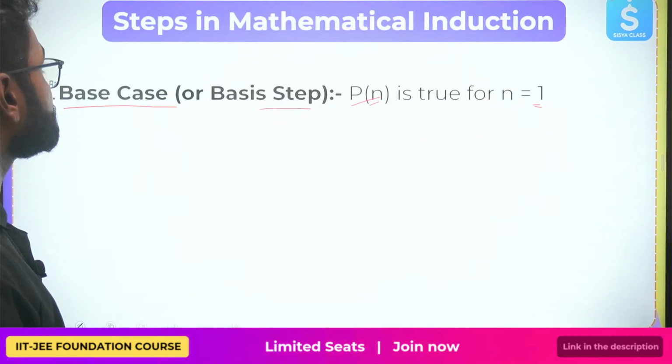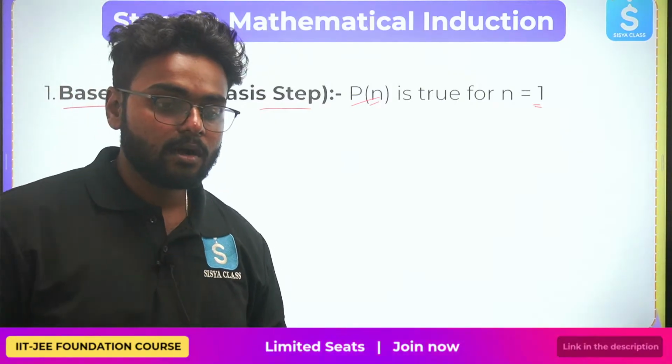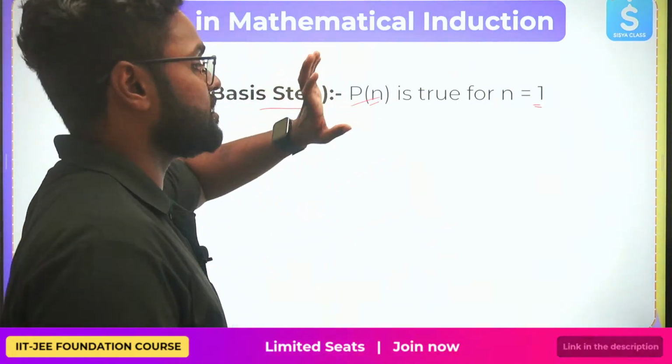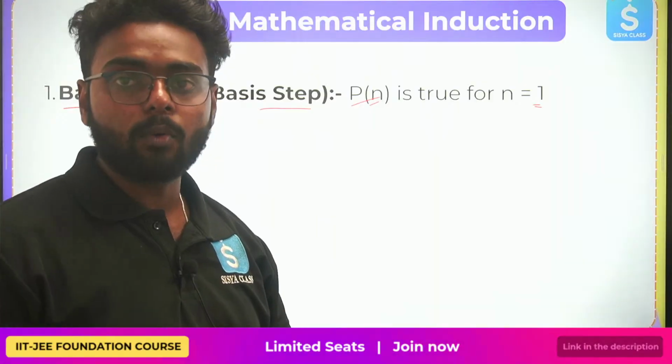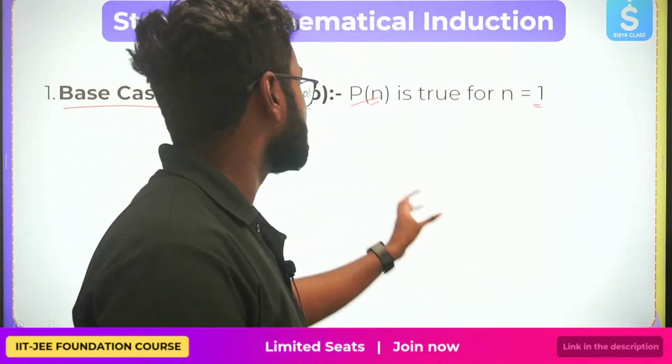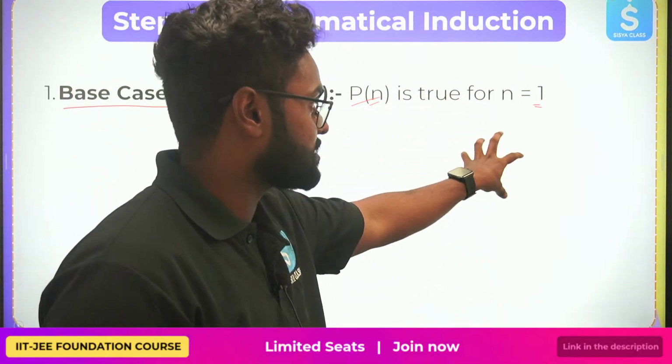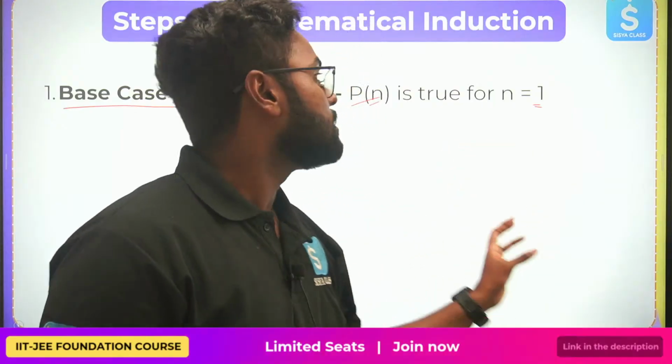So basically there are 2 steps in this mathematical induction. First is where you have considered P of n is true for n equals 1. We have compared both the sides, LHS and RHS. You check the first term on this side, we have checked this right hand side by putting n equals to 1. So that's the first step.